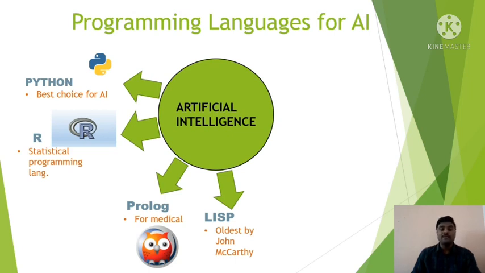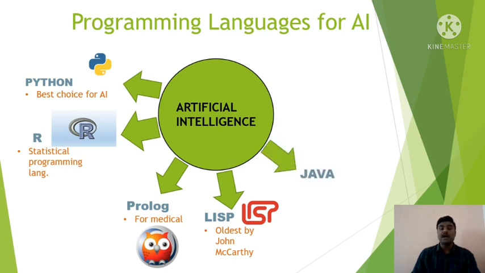John McCarthy himself created the Lisp programming language, and according to him it is the most suited programming language for artificial intelligence.